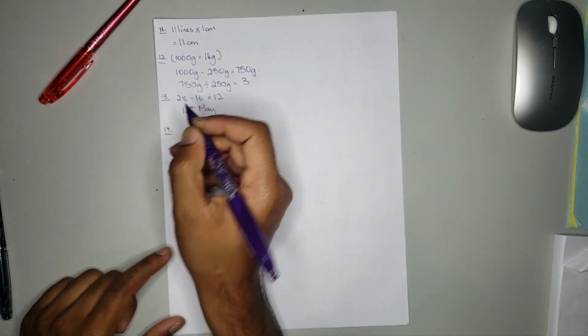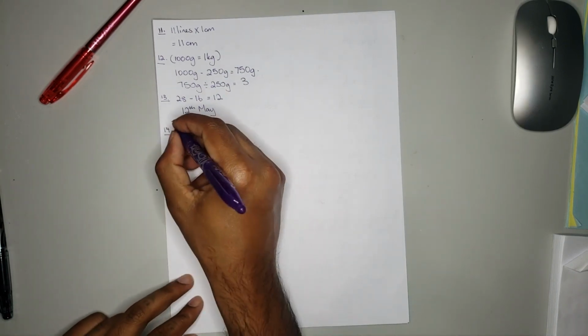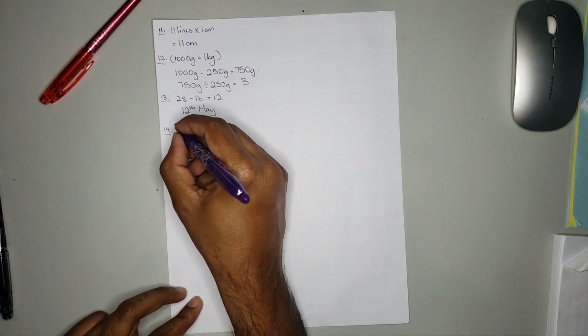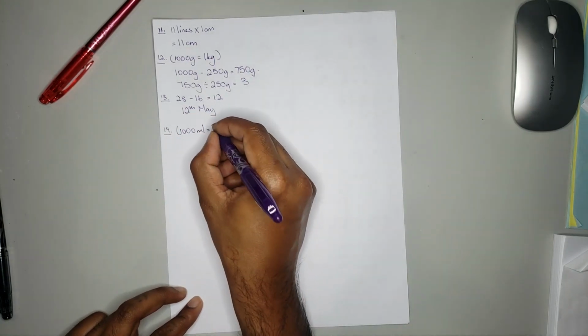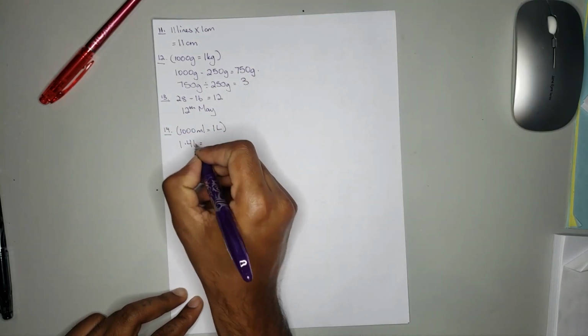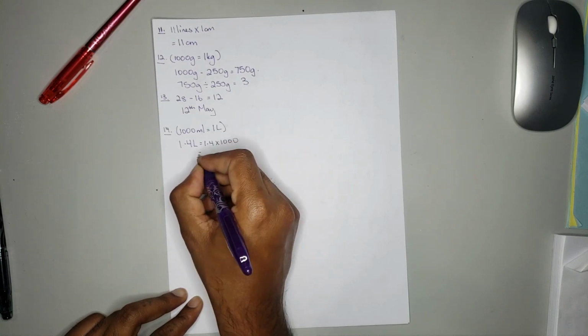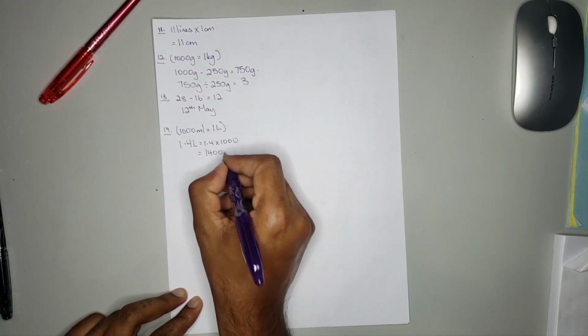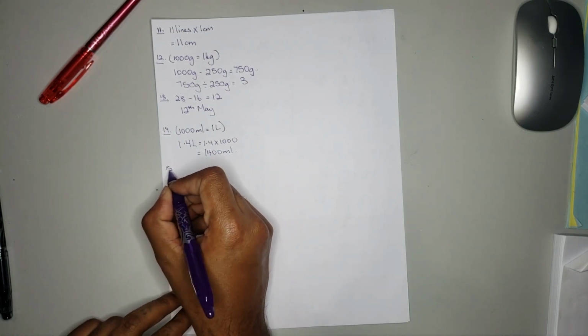Number 14. Express the amount of juice in milliliters. So we have 1.4 liters. We know 1000 milliliters is equal to 1 liter. So 1.4 liters is equal to 1.4 multiplied by 1000, which is equal to 1400 milliliters. Number 15.